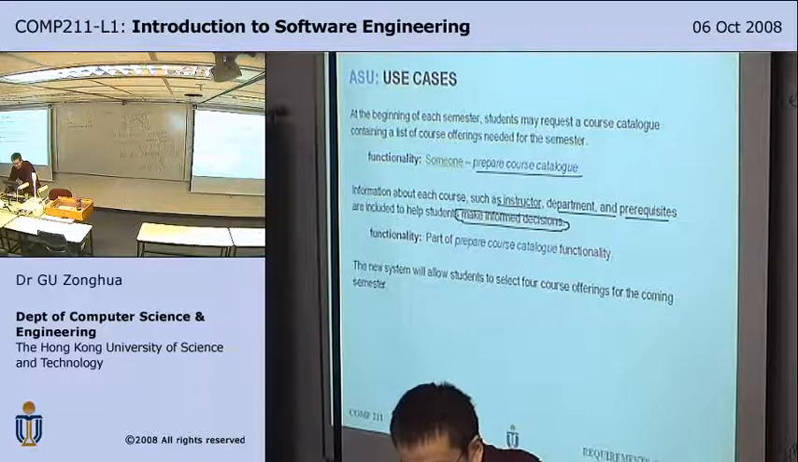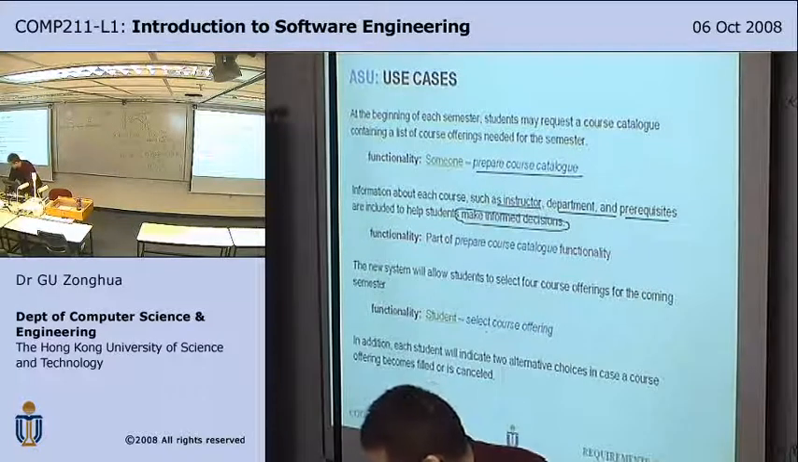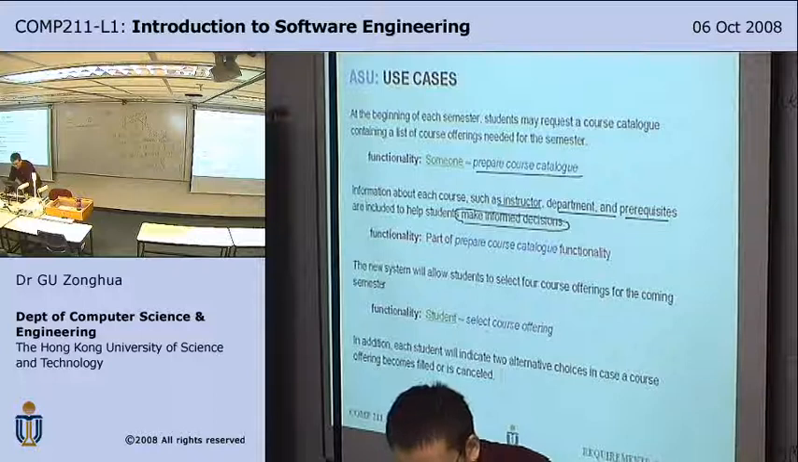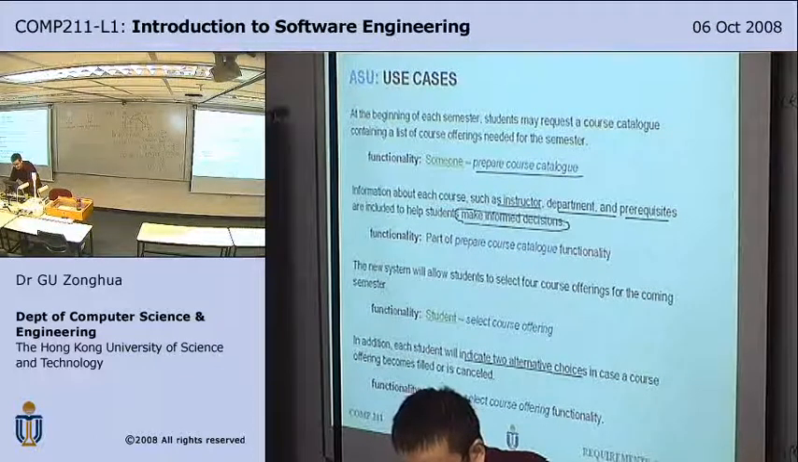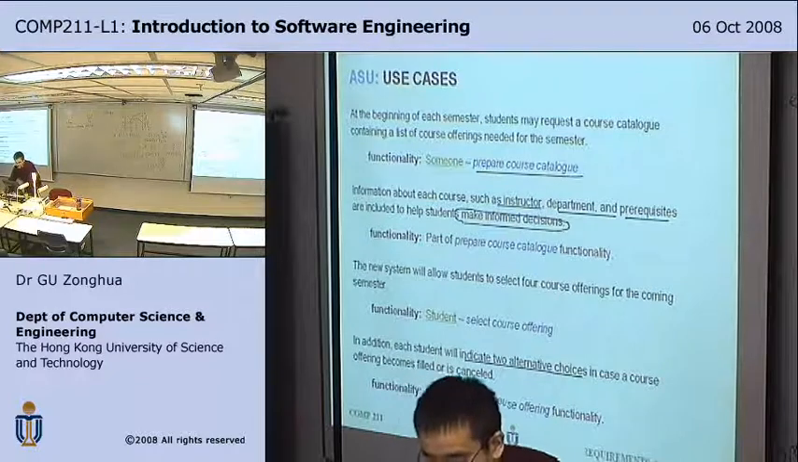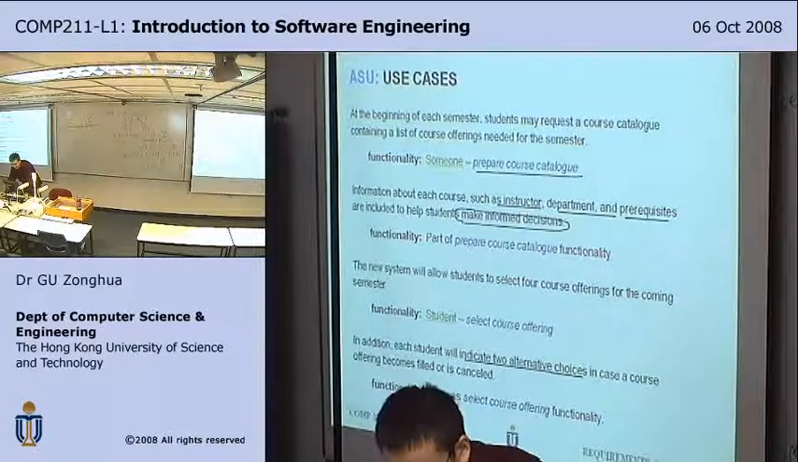The new system will allow students to select 4 course offerings for the coming semester. So students select course offering. That is a functionality. In addition, each student will indicate 2 alternative courses in case the course offering becomes filled or is canceled. So here is indicating alternative choices. It's essentially the same as select course offering, except you select primary or secondary or alternative choices. So it's not a new functionality. It's part of the select course offering functionality.